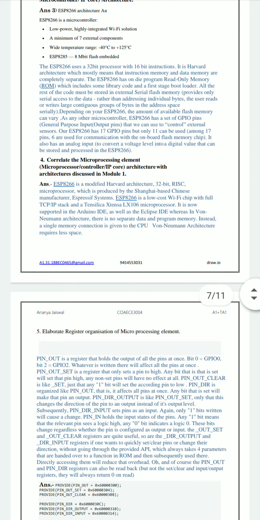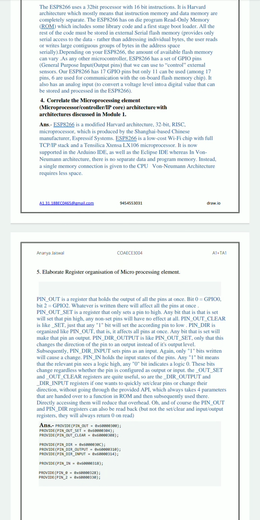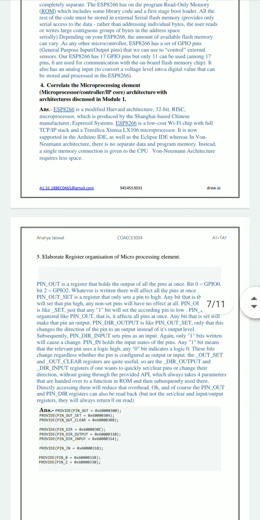The next question in my assignment is to elaborate the register organization of the microprocessing element. So basically, PIN_OUT is a register that holds the output of all the pins at once. Bit 0 is equal to GPIO 0, bit 2 is equal to GPIO 2. Whatever is written there will affect all the pins at once. PIN_OUT_SET is a register that only sets a pin to high. Any bit that is set will set that pin high. Any non-set pins will have no effect at all. PIN_OUT_CLEAR is like set, just that any bit that is set will set the corresponding pin to low.